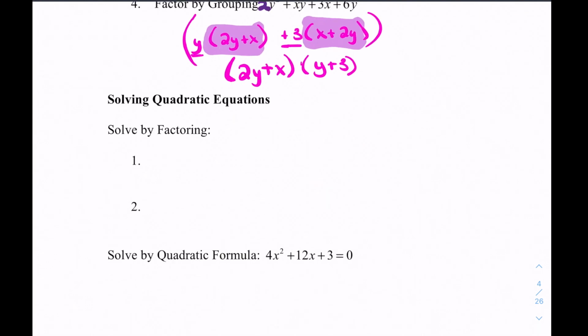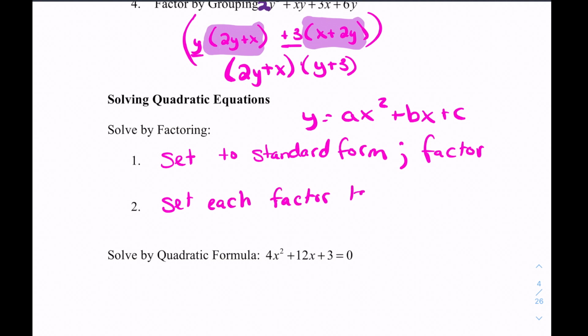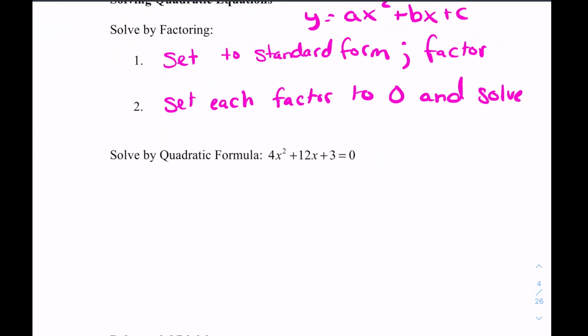If you're solving a quadratic, there's 2 ways to do this. I'm sorry, 2 steps to doing this. We set to standard form. Then we're going to factor from that. If you want to remember, standard form is ax squared plus bx plus c. Then we set each factor to 0 and solve. So let's try a couple.